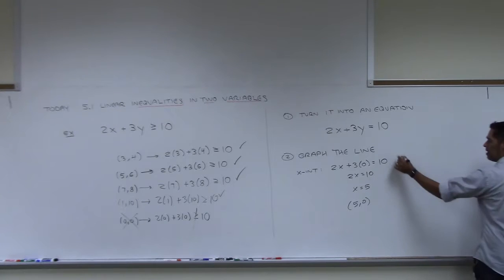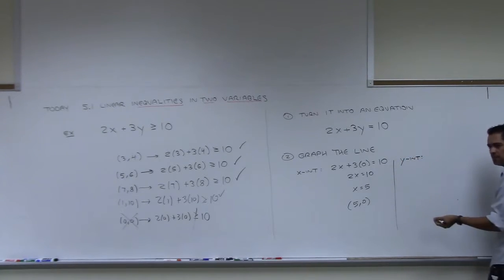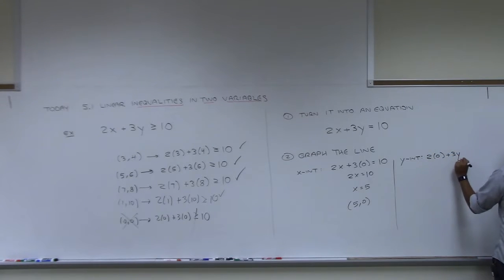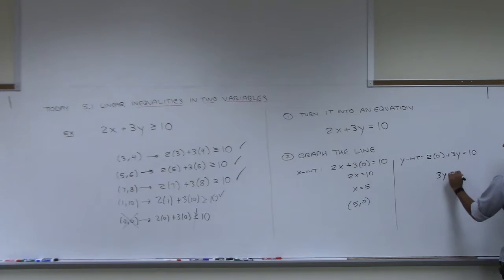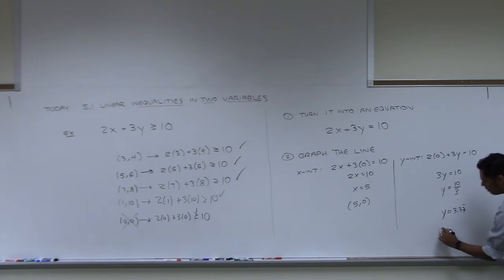Now to find the y-intercept, you do the same thing except you set x to 0, right? So 2 times 0 plus 3 times y equals 10. That goes away, you get 3y is 10. So you get y is 10 thirds dividing by 3. So y is approximately 3.33, right, repeated. So that point right there looks like this, 0, 3.33 repeated.